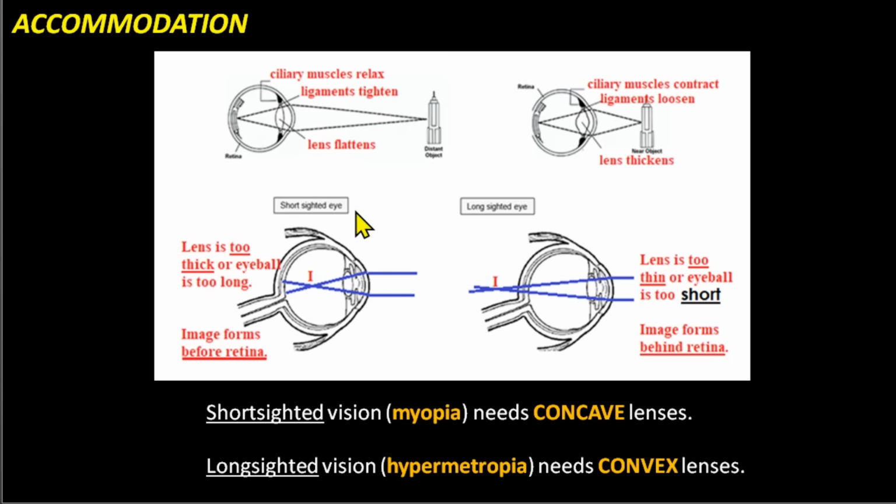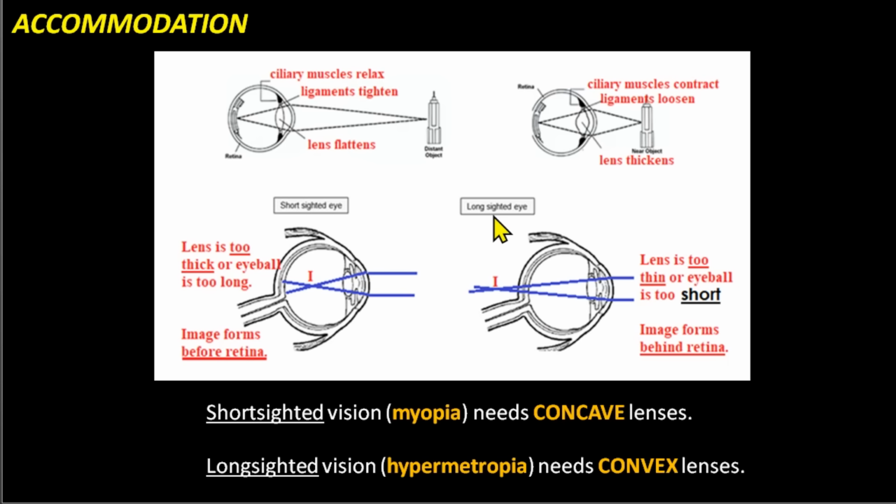Short-sightedness, or nearsightedness, is caused by the lens being too thick or the eyeball being too long. The image is going to form before the retina. It means that the light is going to be focused a little too much. So in this case here, the image is formed within the vitreous humor, not on the retina, the sharpest image. This is also called myopia, and it needs concave lenses to mend it.